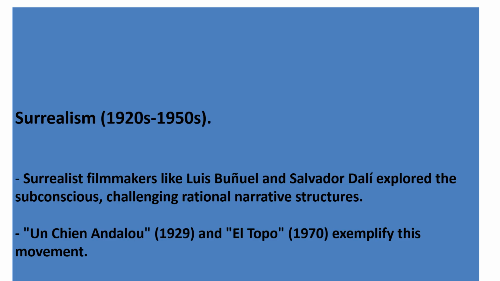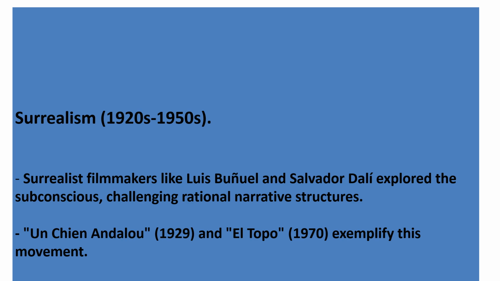Surrealism happened during 1920s to 1950s. A kind of mixing between reality and fantasy is happening in this movement. The line between reality and fantasy is being blurred. Famous filmmakers of this movement were Luis Buñuel and Salvador Dali. They explored the subconscious. Famous movies are Un Chien Andalou, which was released during the year 1929, and El Topo, released in 1970.